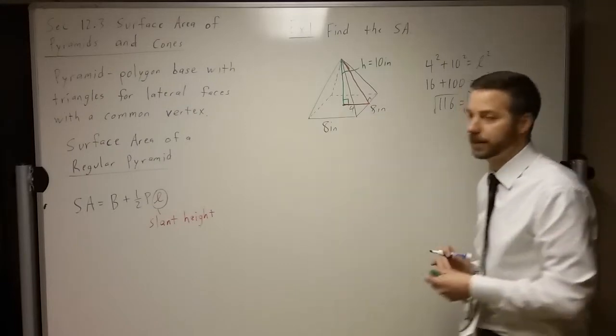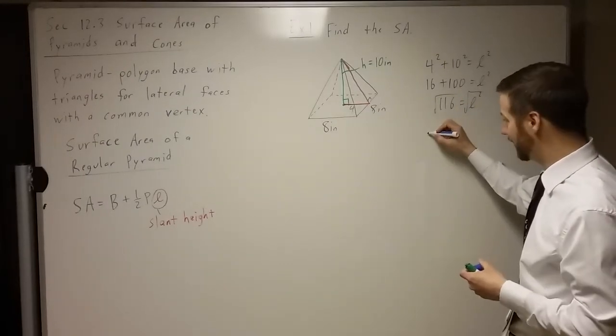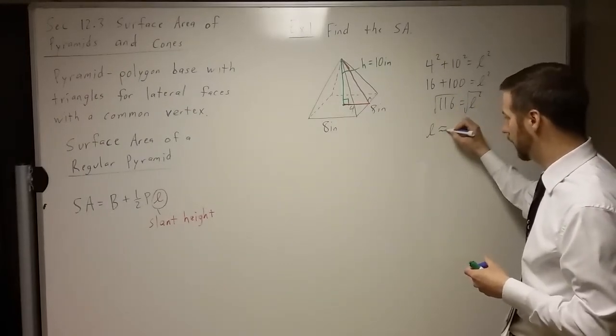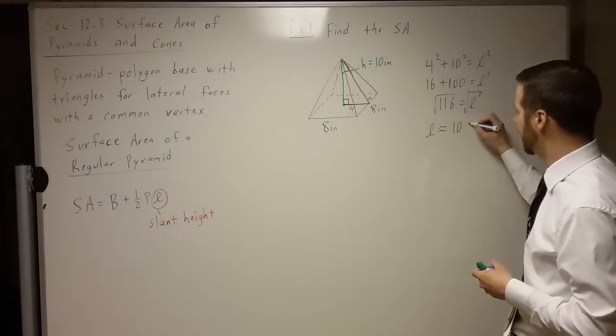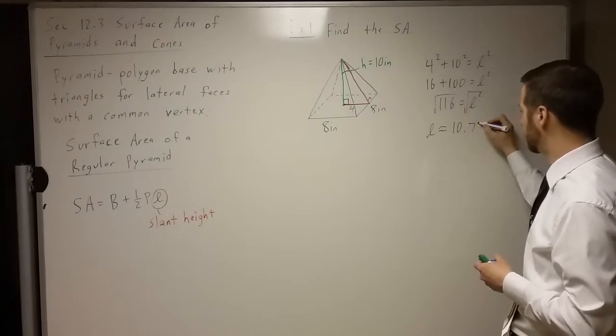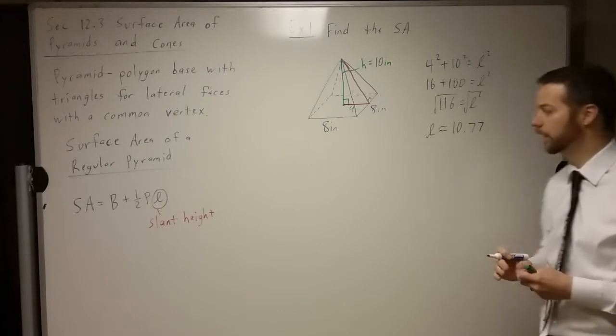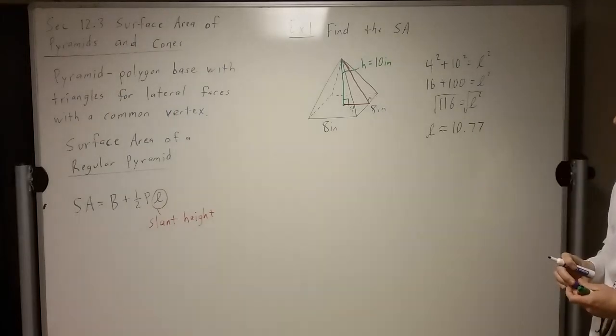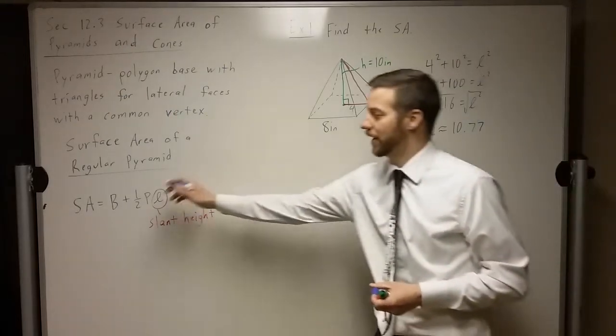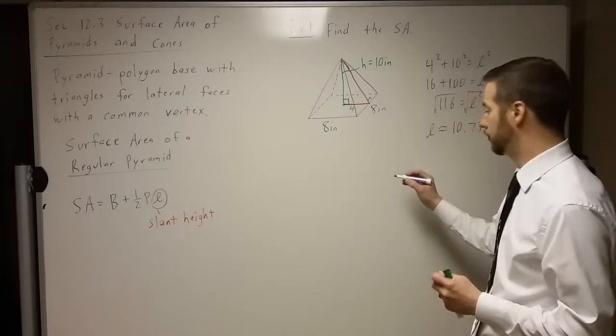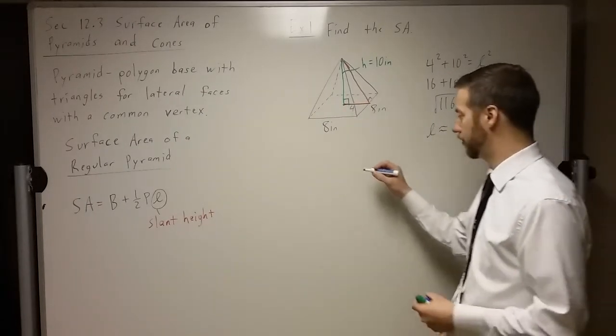Now, since we're going to have to plug it into here in just a second, I'm going to go ahead and get this as a decimal. This is approximately, if I go to like the nearest 2 decimal places, 10.77. So that's our slant height here. Now everything else I think we can find here. We don't have to do like a lot of background math to figure out.